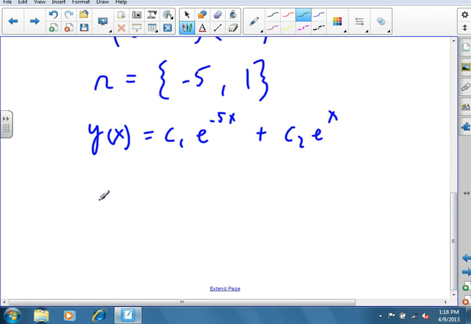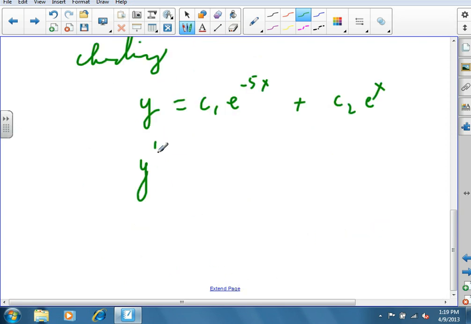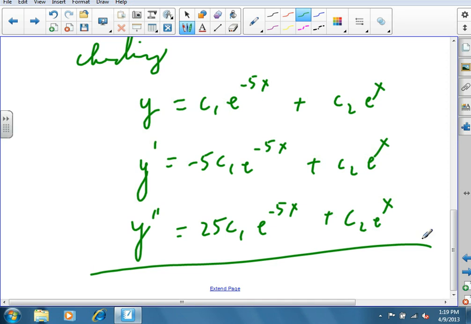We'll check it. So checking. y is equal to c1 e to the minus 5x plus c2 e to the x, y prime is minus 5 c1 e to the minus 5x plus c2 e to the x, y double prime is 25 c1 e to the minus 5x plus c2 e to the x. Okay, and I've got one of these guys, and 4 of those guys, and minus 5 of those guys, or plus 5 of those guys. Minus 5 of those guys.